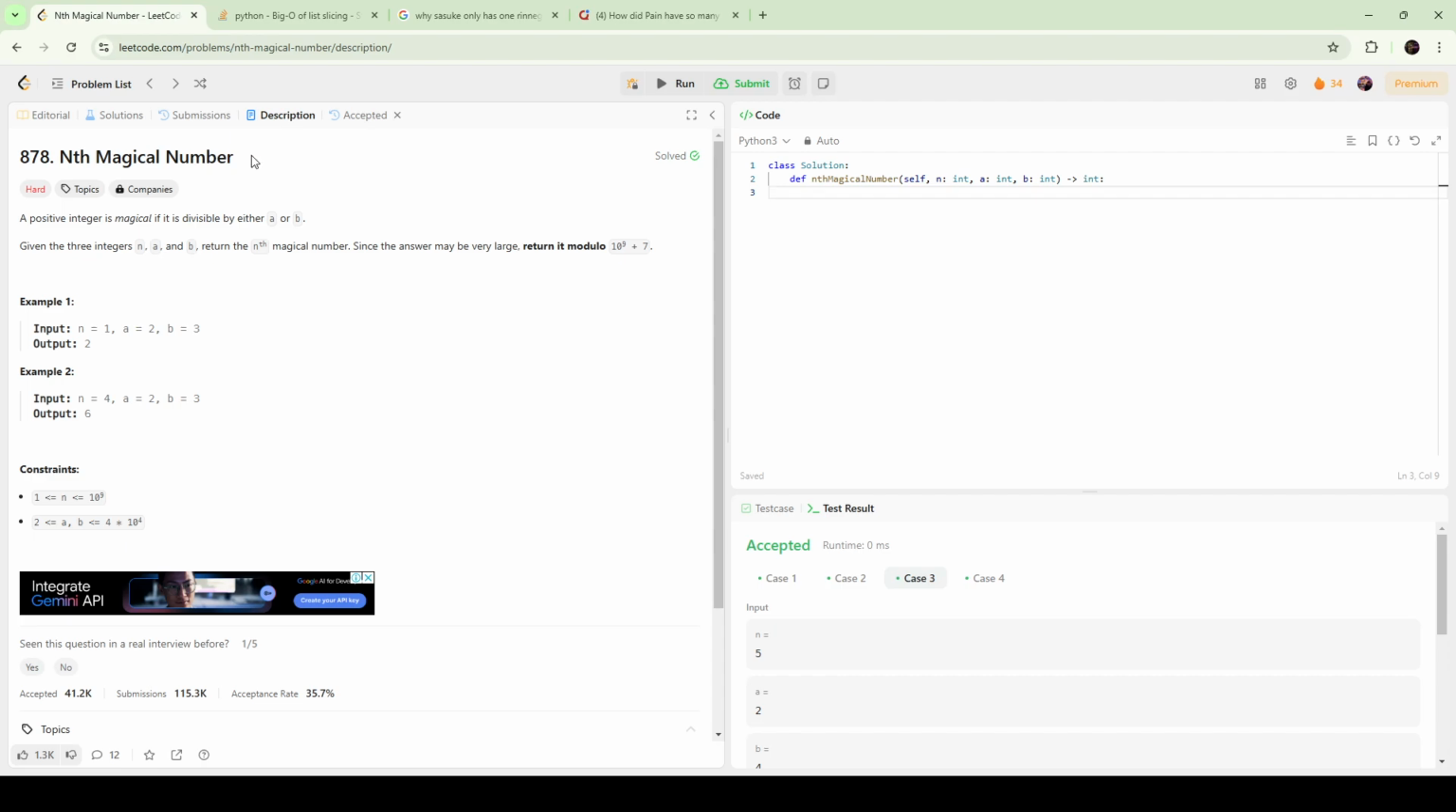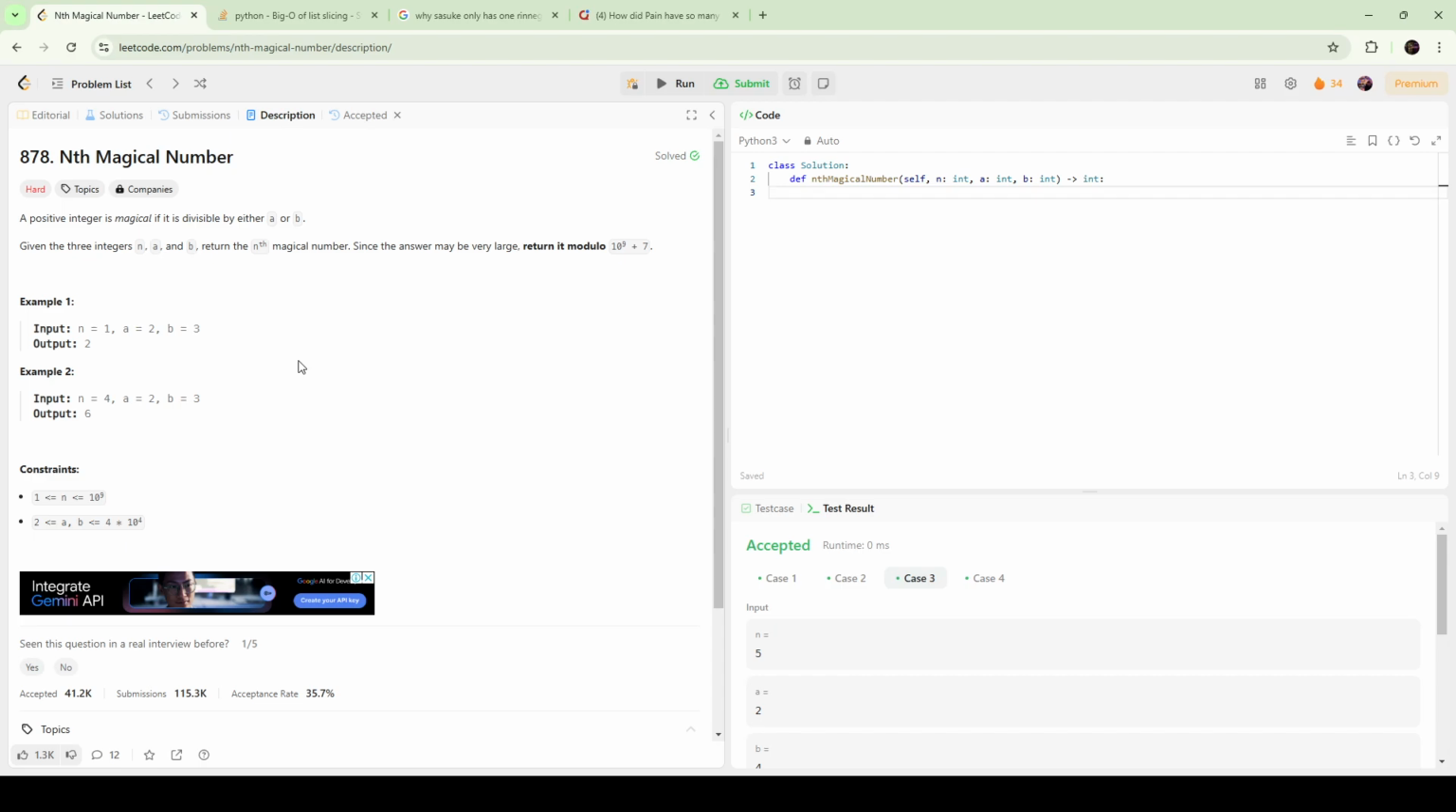Hi guys, so today we'll be solving the LeetCode challenge Nth Magical Number. A positive integer is magical if it is divisible by either a or b. Given the three integers n, a, and b, we need to return the nth magical number. You can take a look at this example. The first magical number of 2 and 3 is basically 2. The second magical number will be 3. The third magical number would be 2 plus 2, which is 4, right?